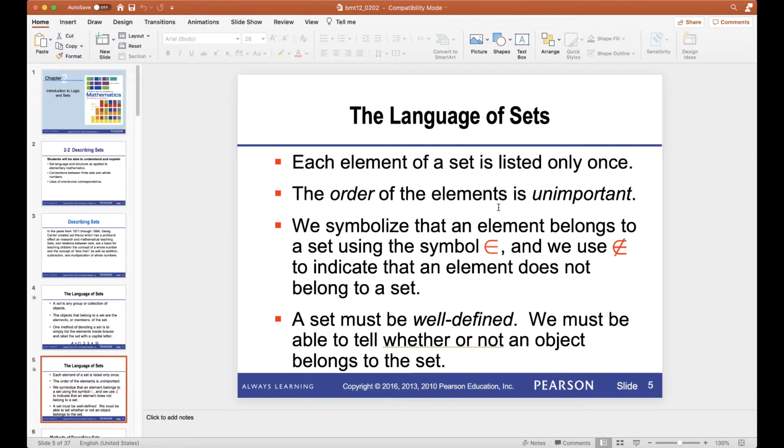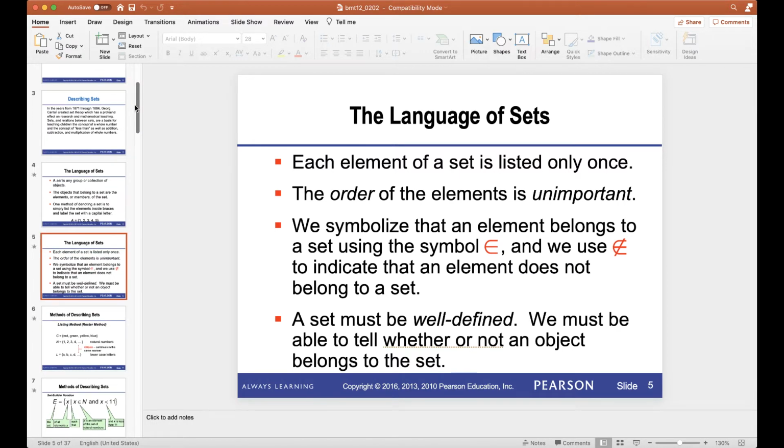And the symbol that we use to say that an element belongs to a set looks like an E, right? It's just saying this belongs to the set, and then you would write the set. If it doesn't belong to it, then it's this E-looking symbol with a slash through it, to indicate that the element does not belong to the set. Okay, and we should be seeing some examples.